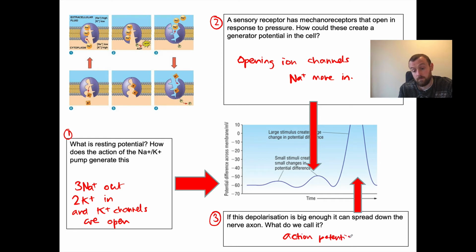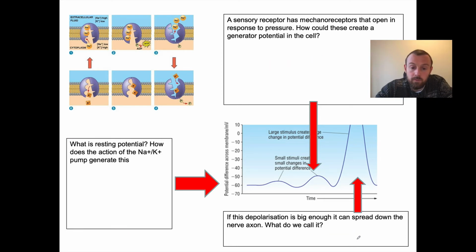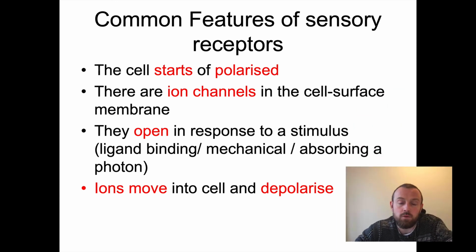Okay, moving on. So remember we said that common features of sensory receptors is that the cell starts polarized, there are ion channels in the cell surface membrane, they open in response to some sort of stimulus, and ions move in, generally sodium moving in, depolarizing the cell, which causes a generator potential.